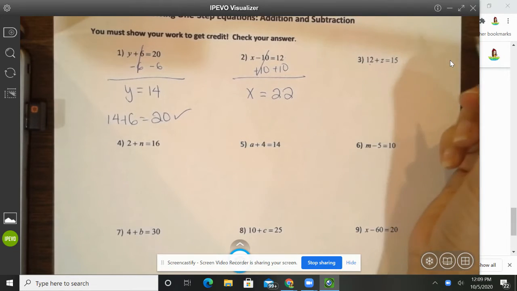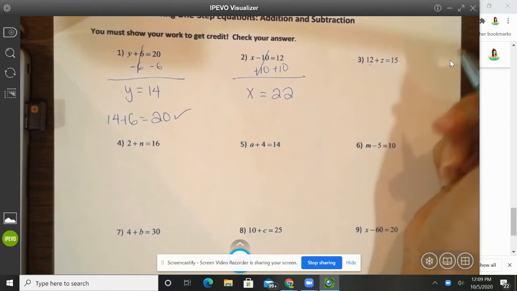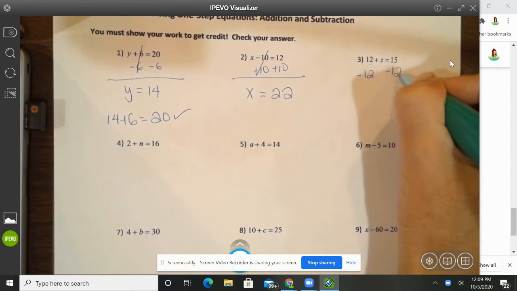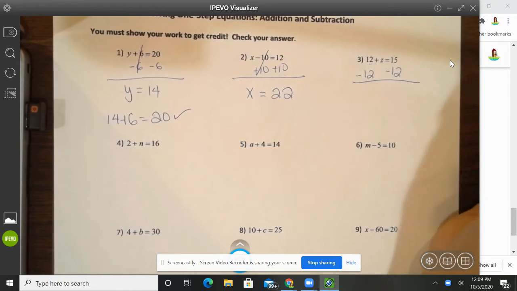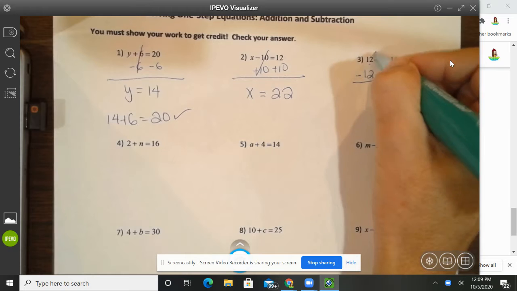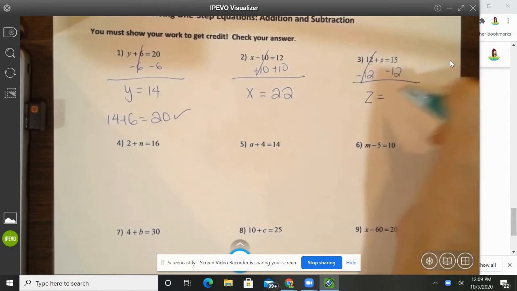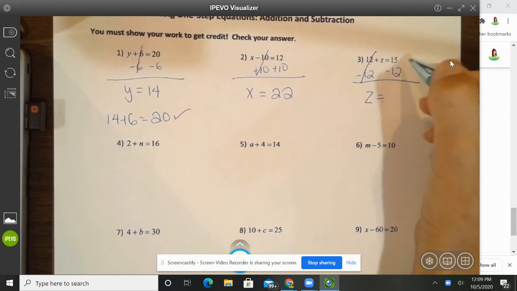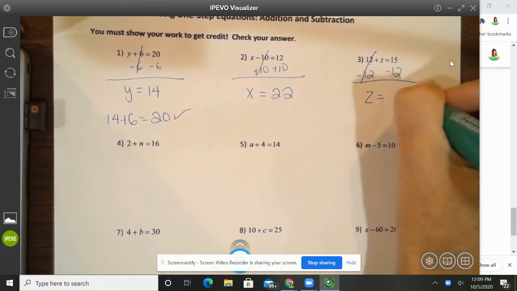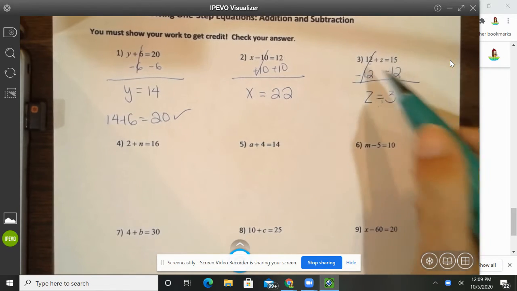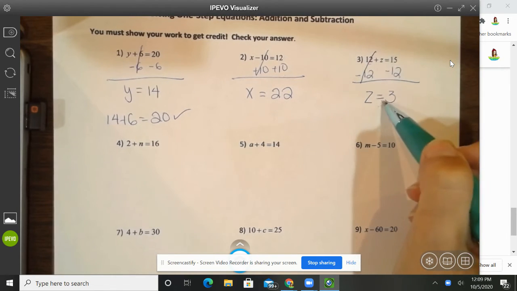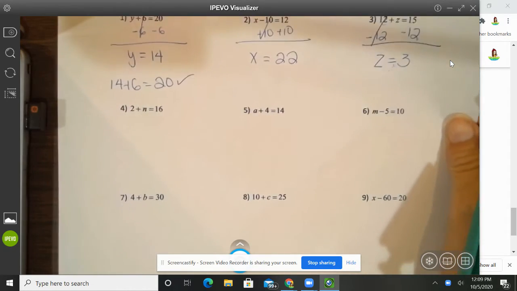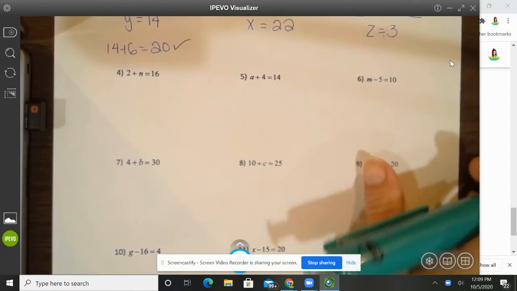That's positive 12. So to get rid of this one on this side, I'm going to subtract 12 from this side, and then subtract it from the other side too. 12 minus 12 is 0, and we're left with that z by itself. And that's what you want, to leave the variable by itself. 15 minus 12 is 3. Now, is that true? 12 plus 3, is that 15? Yes, it is.